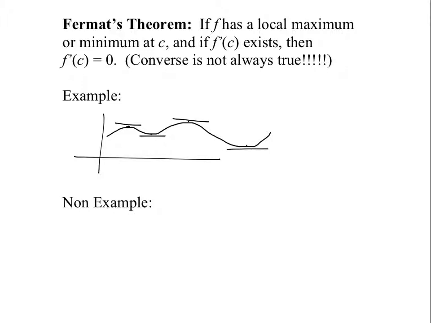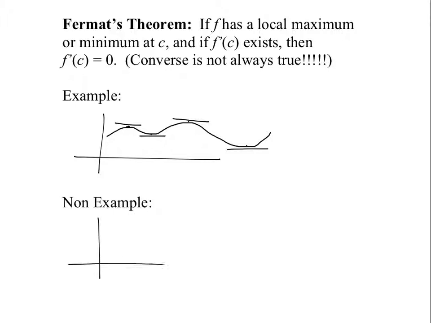But now, next, as I stated there, the converse is not always true. So, in other words, we can have a derivative equal to 0, and so therefore the derivative exists, but it is not a local max or minimum. I would challenge you to pause the tape right now and see if you can come up with one on your own before looking at the non-example.